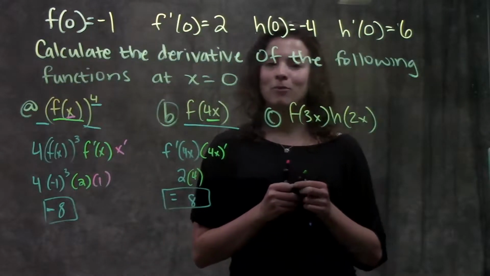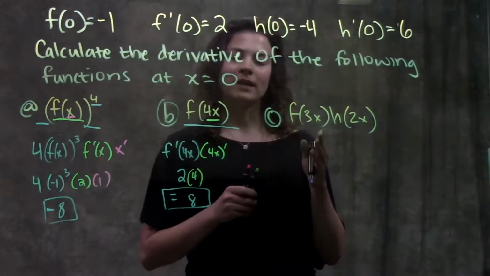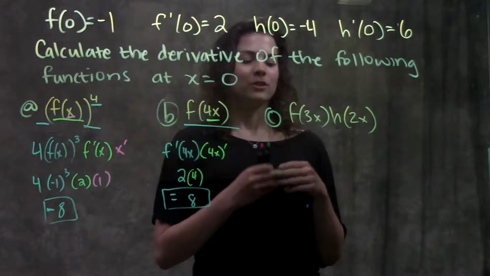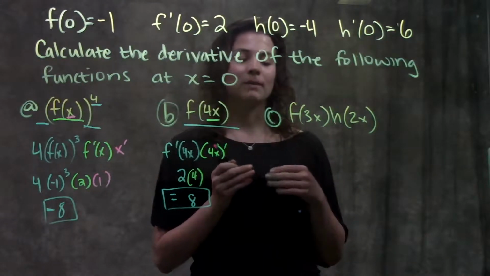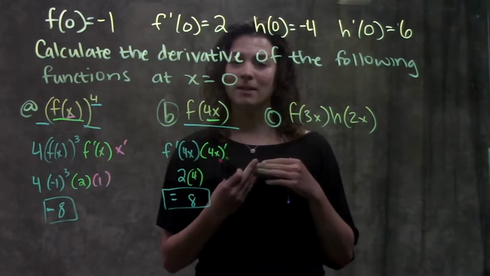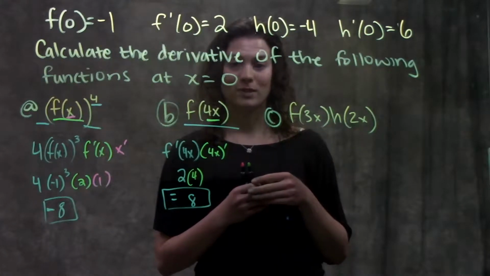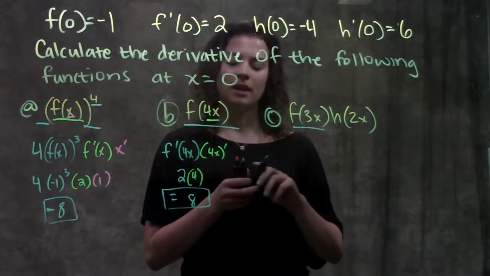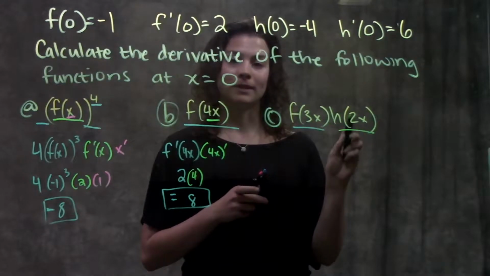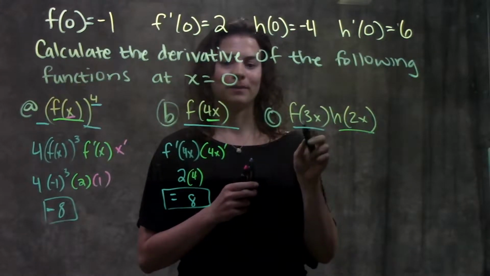Part C is a little bit more involved. It gives me f of 3x times h of 2x. Looking at this function, I see that I have two functions being multiplied by each other, so I'm going to have to use product rule. And within that product rule, I'll have to use my chain rule as well. Remember, product rule tells me to take the first times the derivative of the second, plus the second times the derivative of the first.